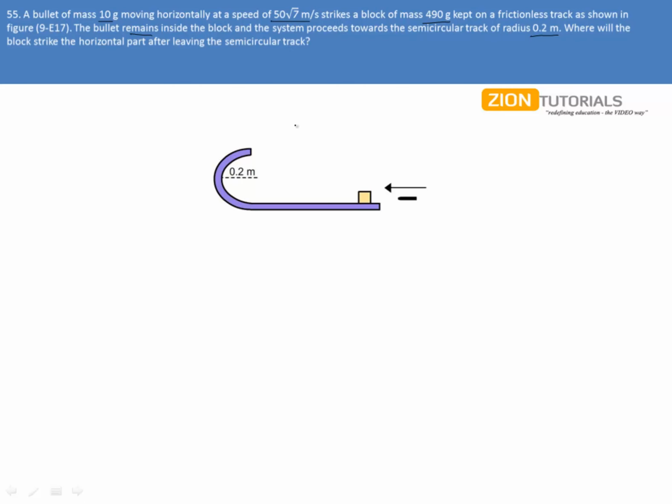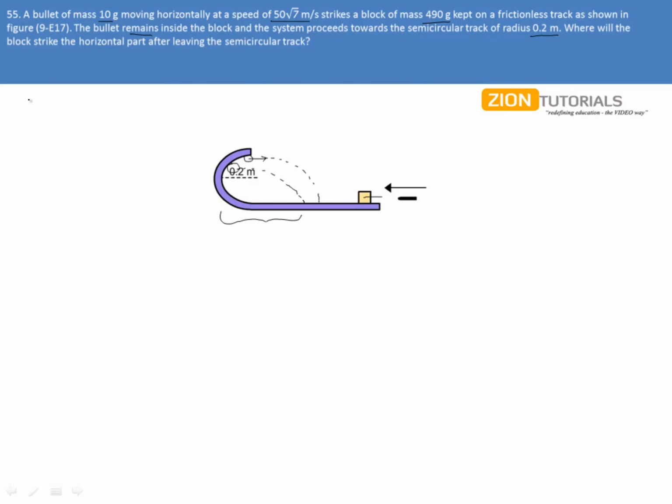Now what's happening in this question is that this bullet will come, it will go inside this block, and due to that momentum this block will start moving. It will go up this incline. If it is able to reach the top, then it will come with the horizontal velocity and will do the projectile motion. But there is one more possibility, that it may not reach the top. It may stop somewhere in between, like here, and then it will drop like this. We need to find out the total distance that will be covered by that system.